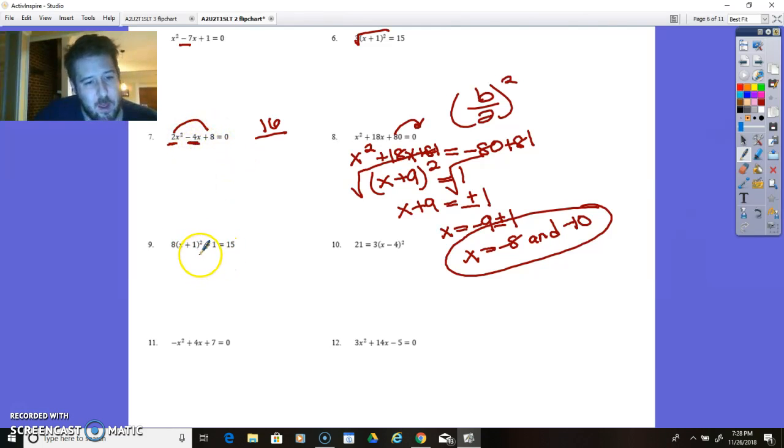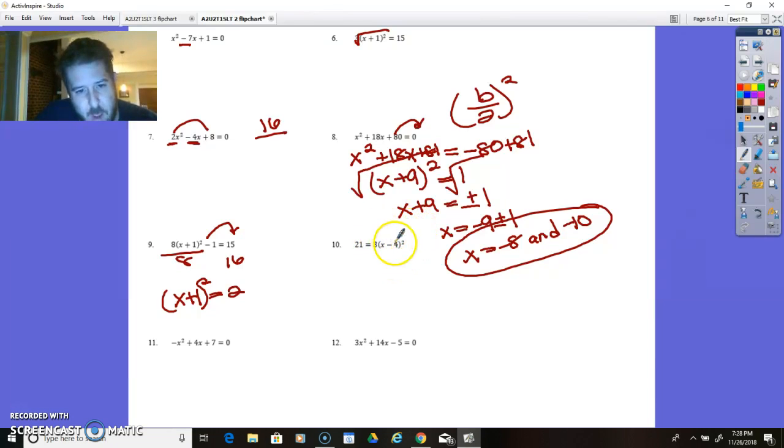This one definitely square root method. Move this to the other side, makes this side 16, and then divide both sides by 8, which then makes this 2. So you get x plus 1 squared. I know I'm not really showing all my work, but I'm talking through it. And then I'll use square root method from there. This one, it looks like I would also do square root method. I would divide both sides by 3. That makes this a 7. And then you can take the square root of both sides.